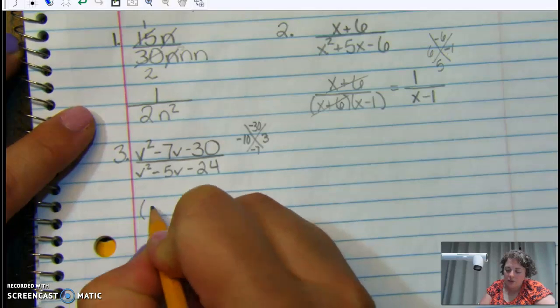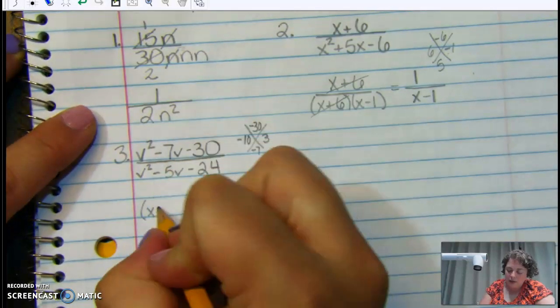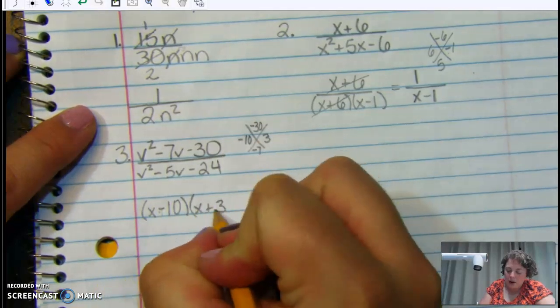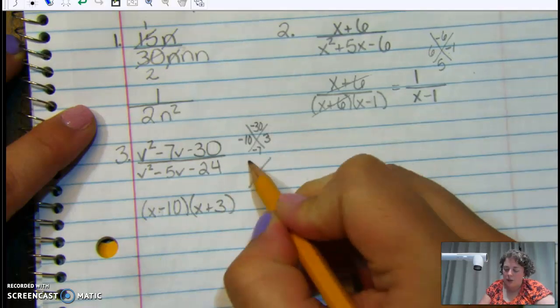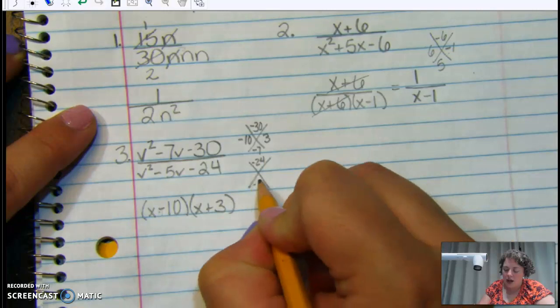So my top will just be x minus 10 and x plus 3. All right, for the bottom, I need to know what multiplies to negative 24 and adds up to negative 5.